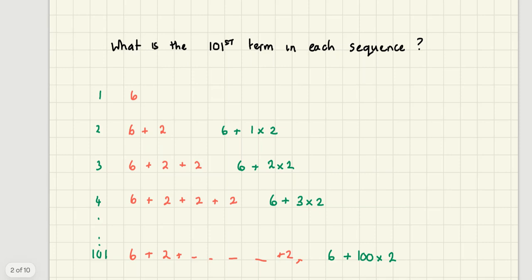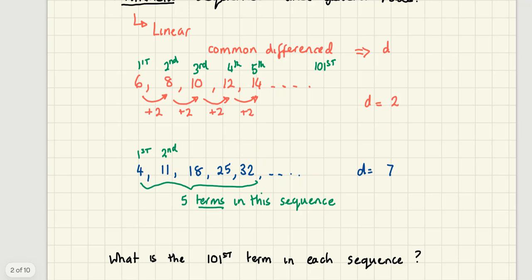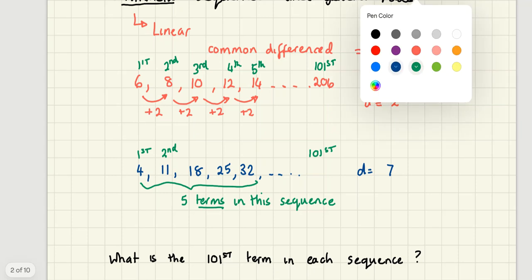So what is the 101st term of that sequence? Oh wait, no. 6. 100 lots of 2, 200, plus 6, 206. So the 101st term is 206. What is the 101st term? This one then.